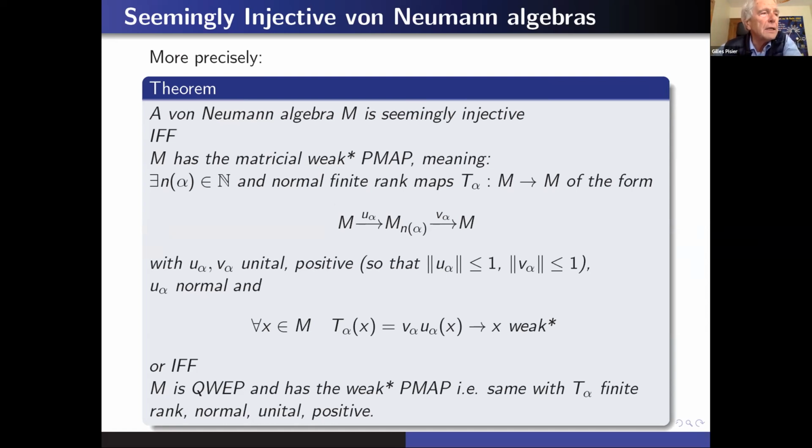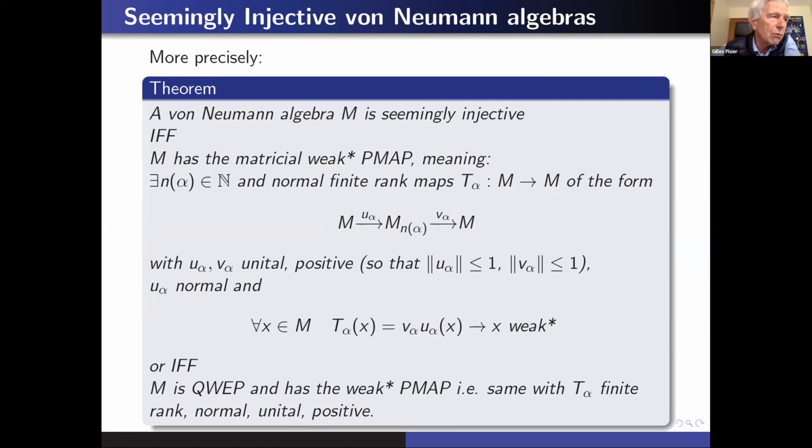So the identity is now a point. The definition of this property, matricial weak star PMAP, so P now for positive metric approximation property, is that there is a net of finite rank maps T alpha, normal, factorized in the form U alpha, V alpha, with all maps normal, unital positive, and it approximates the identity in the weak star sense. So the composition tends to the identity pointwise weak star.